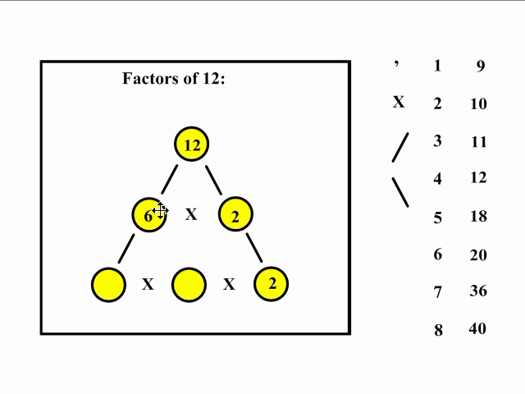But 6 can be arrived at by multiplying 3 times 2. So I'm going to place a 3 here and a 2 here, and I'm going to bring a branch over to show that it is the 6 that broke down into 3 times 2. And then again, I'll test my factor tree. Did it work? 3 times 2 is 6, times another 2 is 12. It worked.